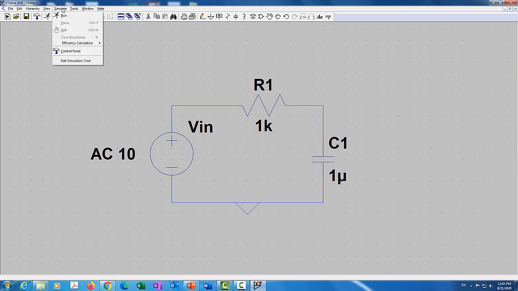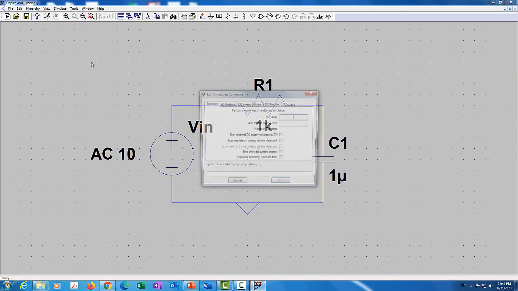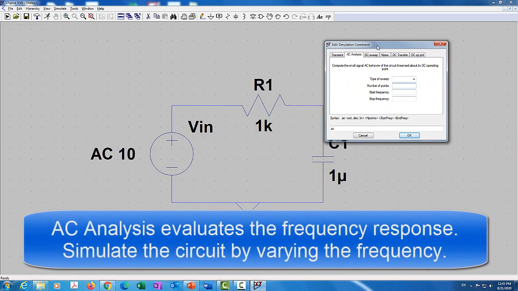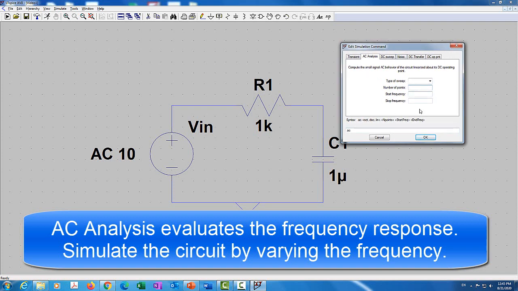So I'm going to simulate the circuit. I'll come to Simulate, Edit Simulation Command. Now we're going to run AC analysis. If this is your first time doing AC analysis, pay attention to what I'm going to do here. There are different kinds of sweep. Sweep means vary; if you sweep in frequency, it means you vary the frequency from some initial value to some final value.